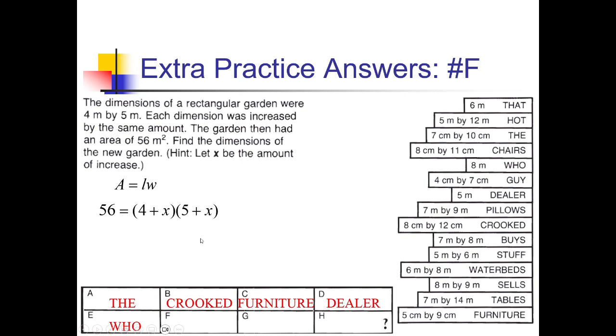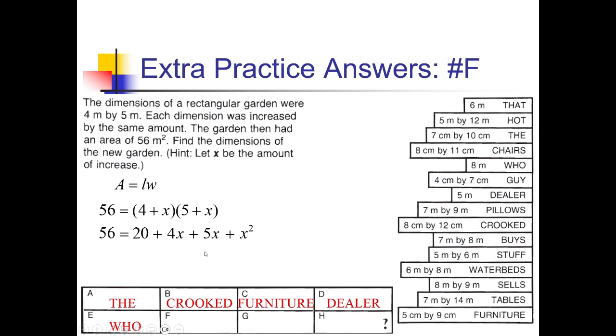And now this is just a quadratic. I just have to FOIL this out, move everything over, and refactor it. So 56 can stay where it is. 4 times 5 is 20. We got 4 times x for 4x. X times 5 is 5x. And then x times x is x squared.